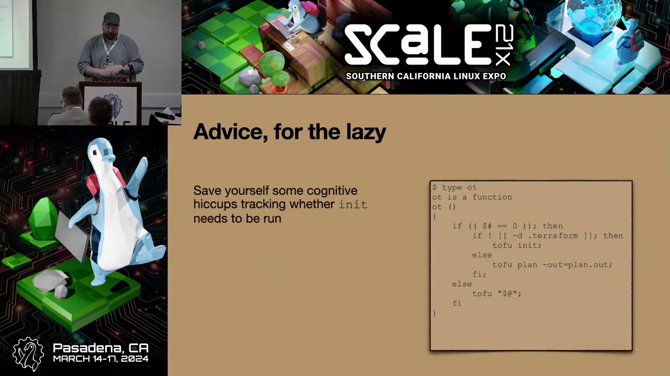And then for the truly lazy, if you don't like typing tofu, give yourself a convenient alias, OT. I like this because I often forget when I need to init and don't want to pay attention to it. So by default, it's going to check and see if I'm running init or I need to run init and create it if I do, and then move on. And then that else statement, just if I type in plan, everything else falls through. Or if I type in apply, everything else falls through. So if I need to do shorten state or anything like that, it just falls through.